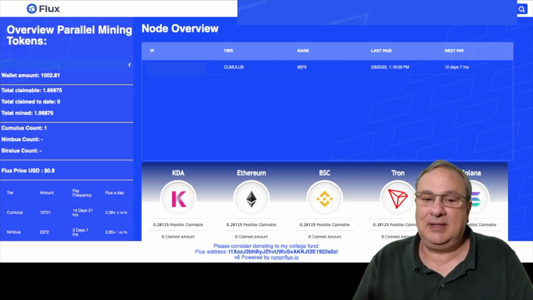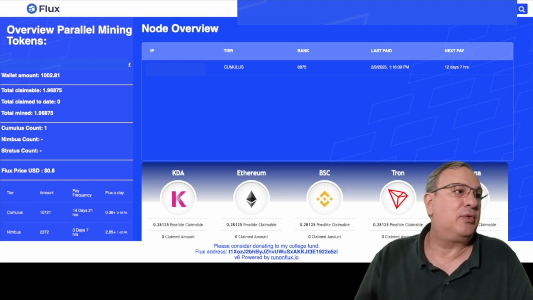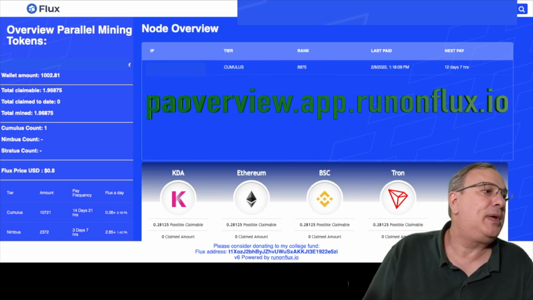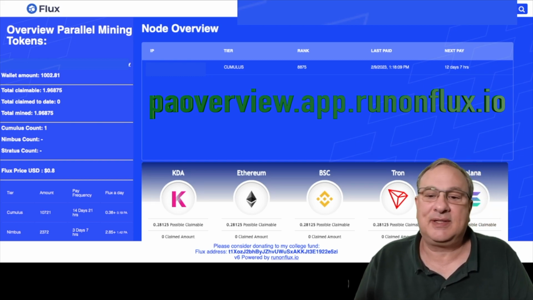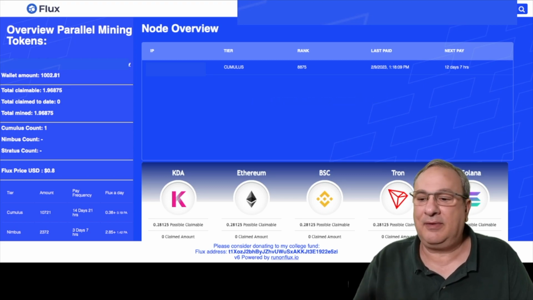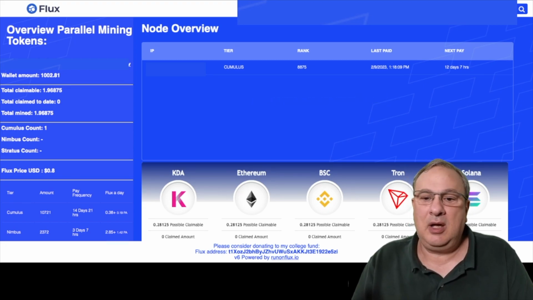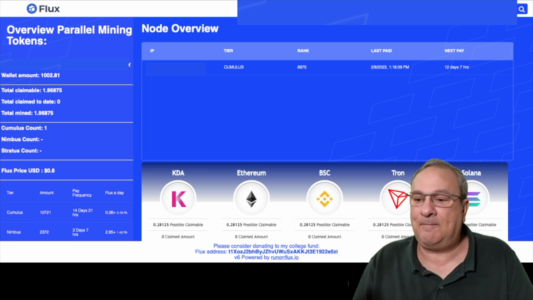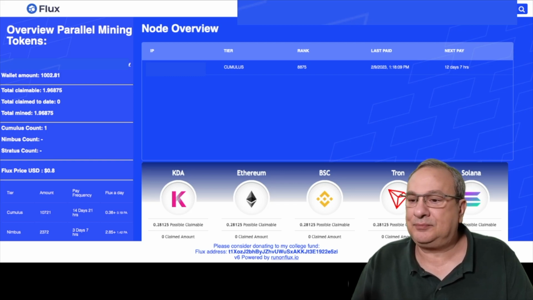I'll leave a link for this in the comments. It's, let me look over here to the other screen, paoverview.app.run on flux.io. And like I said, I'll leave a link below so you guys can get to it. There's a couple things I blocked out. There's three areas that I blocked out here. In the upper left-hand corner is my address. Upper right-hand corner is my address. And then again, my address here. For security reasons, I am not going to expose those.